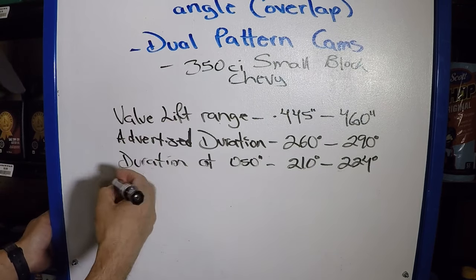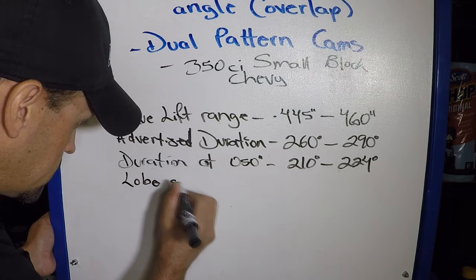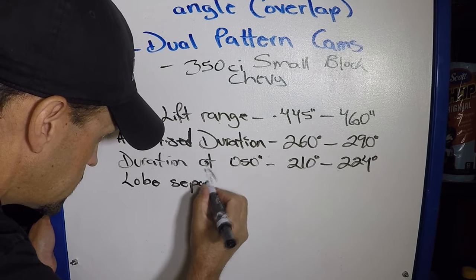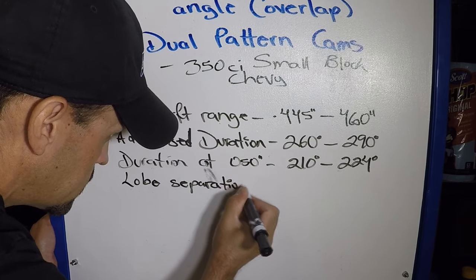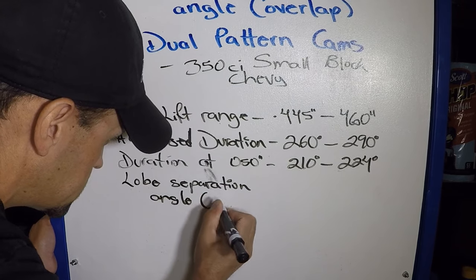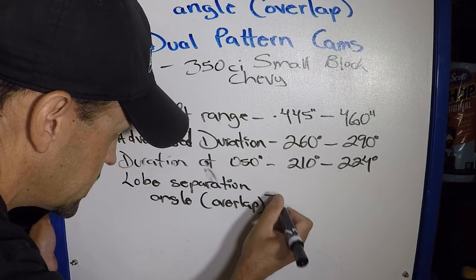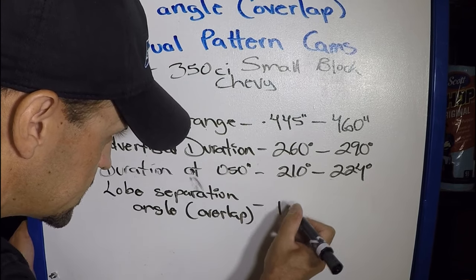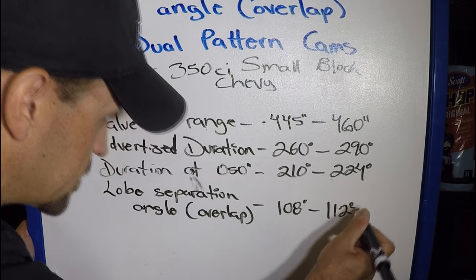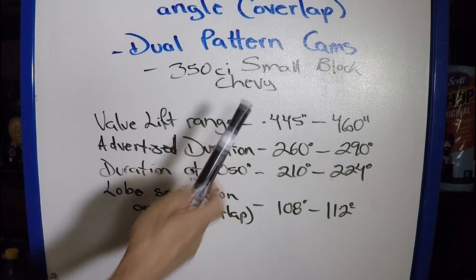Last but not least, you have the Lobe Separation Angle, which is overlap. That's the time the valves will be open at the same time. 108 degrees, 112, roughly, depending on the camshaft manufacturer. So these numbers right here are for a small block Chevy, mostly stock.